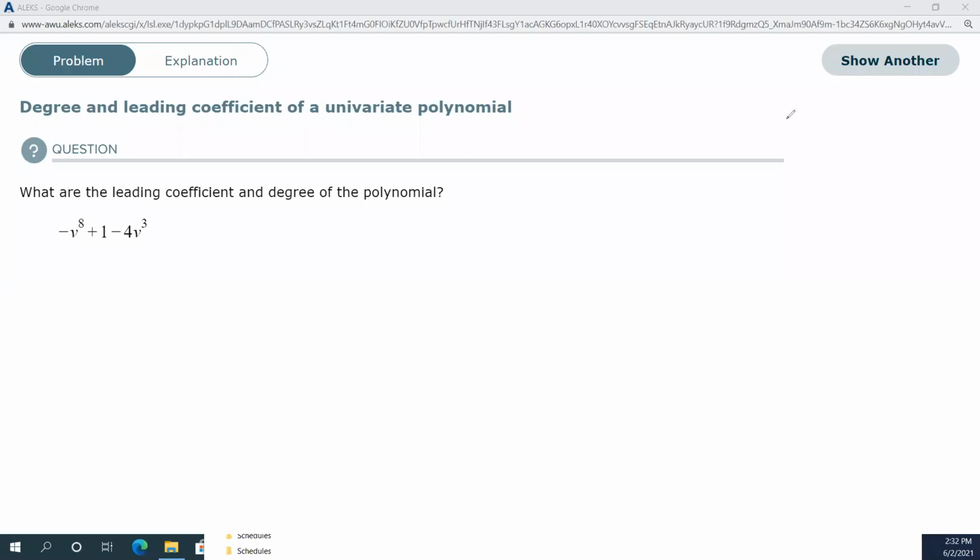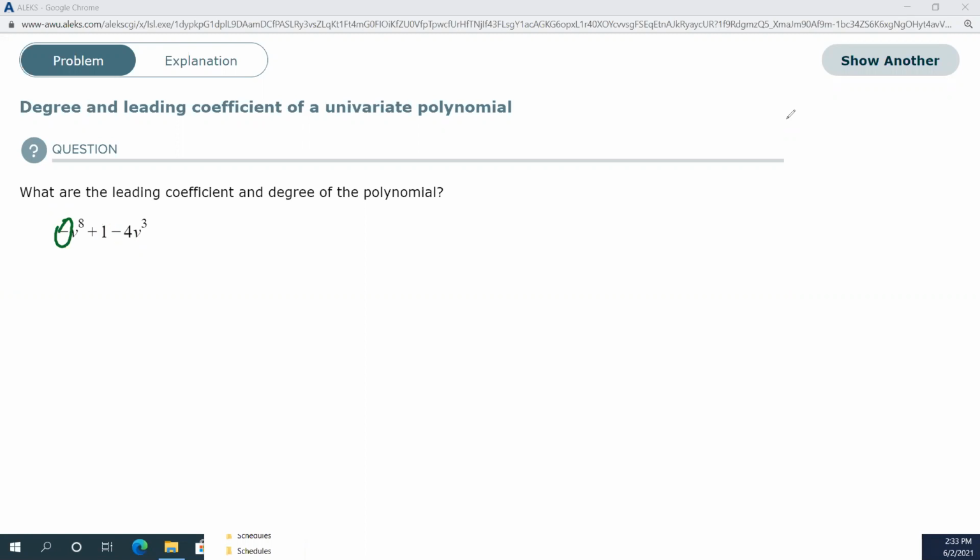All right, so on this one, we're talking about vocabulary. The coefficients are the numbers multiplied by the variables. So the coefficients are technically -1, and you could write that as a +1, because that would be 1 times v to the 0 power, and -4.